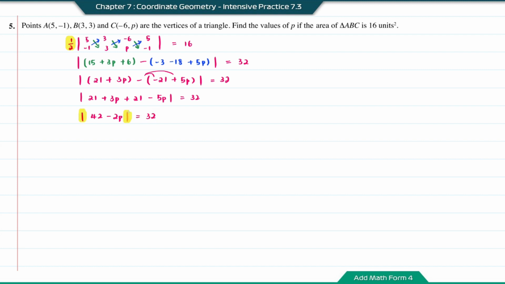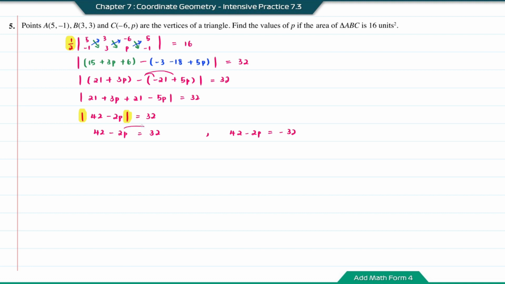So next, I'm going to remove the modulus signs. So here we have two possible answers. One is the positive 32, another one will be the negative 32. So first one is 42 minus 2P equal to the positive 32. And the other one will be 42 minus 2P equal to negative 32.